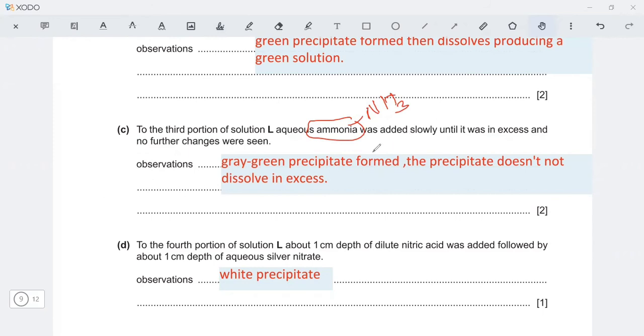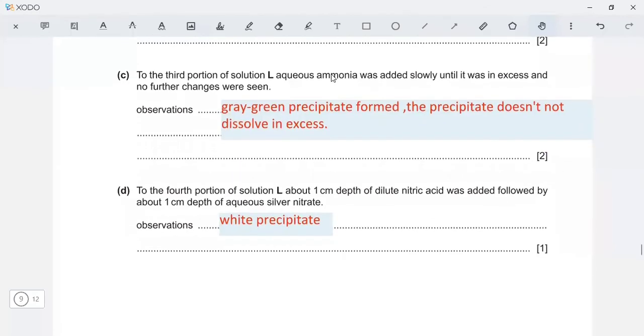Okay, so what happens when you add slowly a few drops of ammonia to the chromium containing solution, here we have chromium chloride, right? Okay, there is a chromium metal. So what happens, you will get the gray-green precipitate. But when you add excess, the precipitate does not dissolve. Understand? So basically, if you add excess amount of ammonia, then the precipitate does not dissolve. So what is the color of the precipitate? Green precipitate. Okay, is it clear?